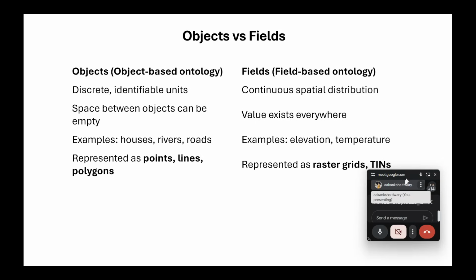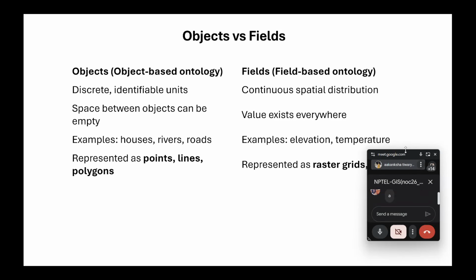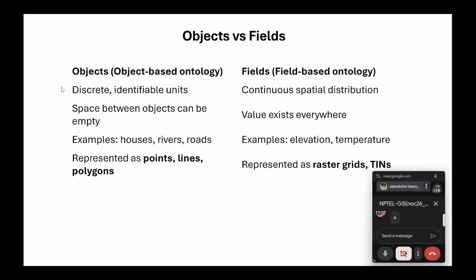So if we see the difference between objects and fields, objects are discrete but fields are continuous, and objects can have space between them but fields have value everywhere. The examples are houses, rivers, points, and they are represented by vector points, lines, and polygons. And fields are represented by raster grids or TINs. So this is the difference between object and field.